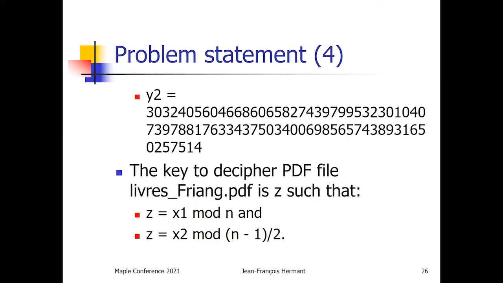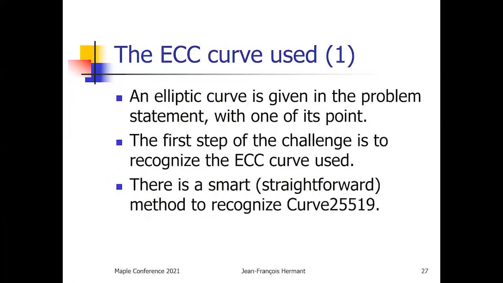So the key is Z, and Z is equal to x1 modulo n, and also equal to x2 modulo (n minus 1) divided by 2. The ECC curve used. So remember, an elliptic curve is given in the problem statement with one of its points. The first step of the challenge is to recognize the ECC curve used. There is a smart, straightforward method to recognize curve 25519.